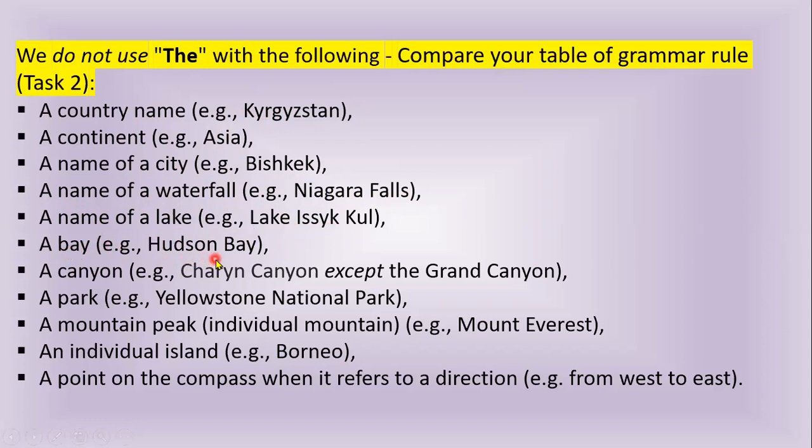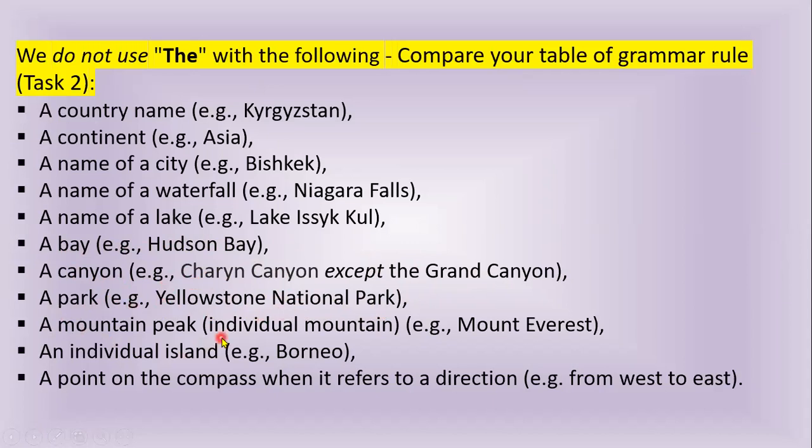A bay, Hudson Bay. Do you remember when we had "of", then we use "the"? If you say Bay of Hudson, then we say the Bay of Hudson. But when there is no "of" phrase, we don't use it. Canyon, Charyn Canyon. Only one canyon has "the", the Grand Canyon. Otherwise, for all other canyons, we don't use the article. Name of a park, for example, Yellowstone National Park. Or in Bishkek, Panfilov Park. We don't say the Panfilov Park, we say Panfilov Park.